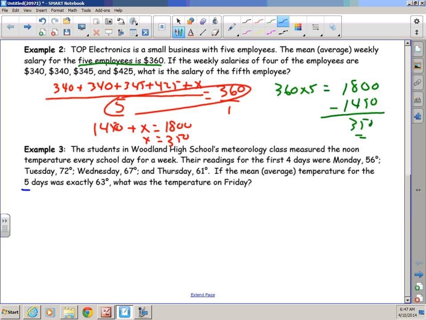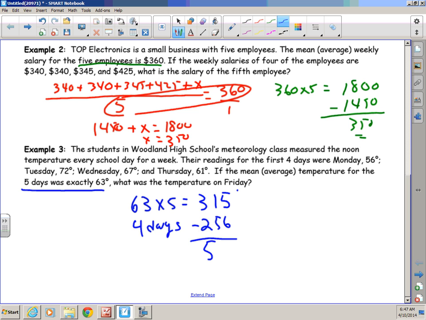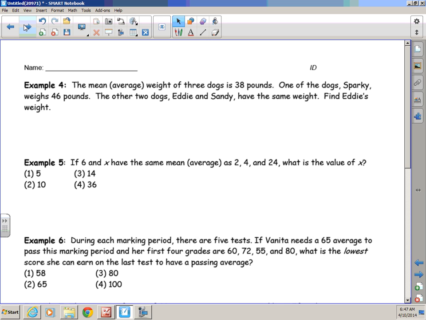So if my 5-day average is 65, that means over those 5 days the temperature had to be 325 degrees in total. The 4 days add up to 256, which means that 5th day had to be 59 degrees. Okay, let's move on.